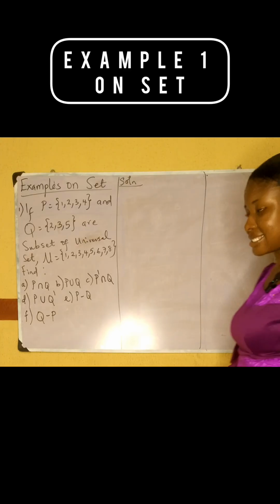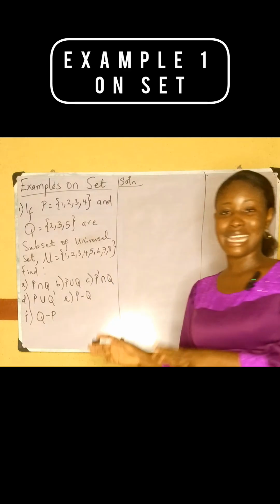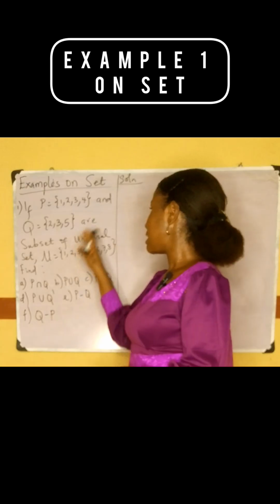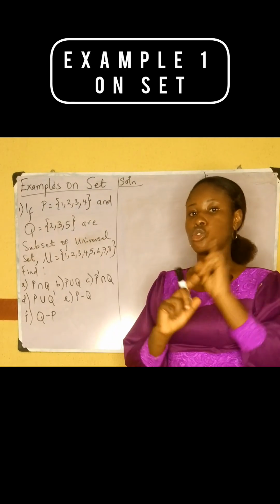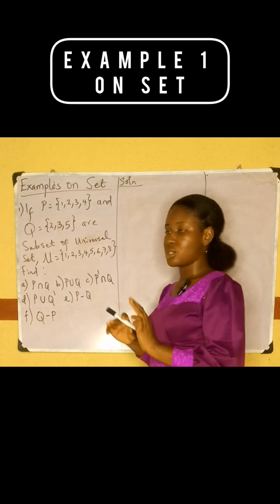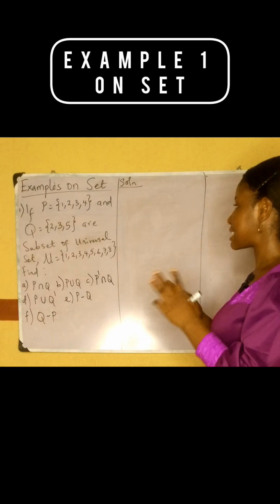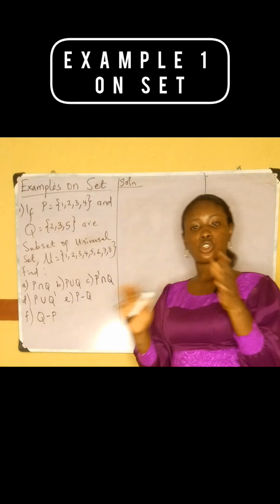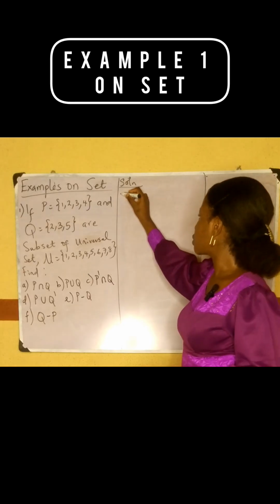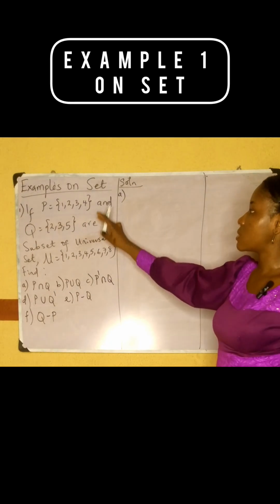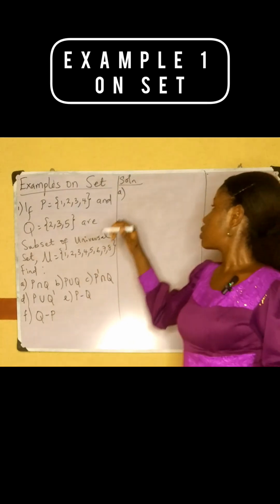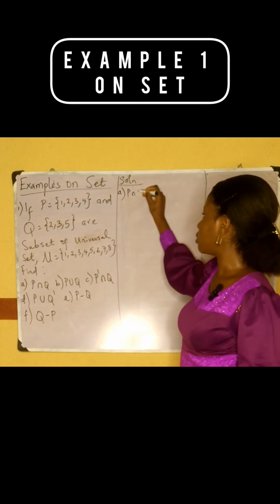Now to start, this is a very beautiful and simple example. It is in roster method. Our elements are clearly seen, so it's not an issue. We can attack the question and solve it without issue. So we'll start with A. We know what P is, we know what Q is, so we'll find P intersect Q.